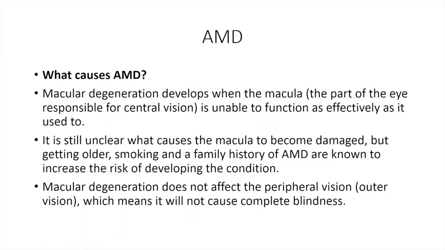So what causes it? Well, it develops when the macula, which is the part responsible for central vision, is unable to function as well as it could do. It's unclear exactly what causes the damage, but getting older, hence the name age-related, smoking, rather obviously with oxidative stress, and a family history are known to increase the risk of developing the condition. Those are very, very simple to me and don't really go in deep enough.